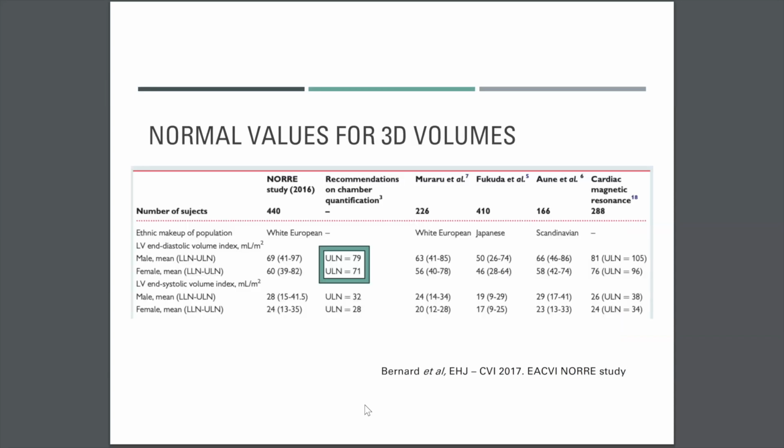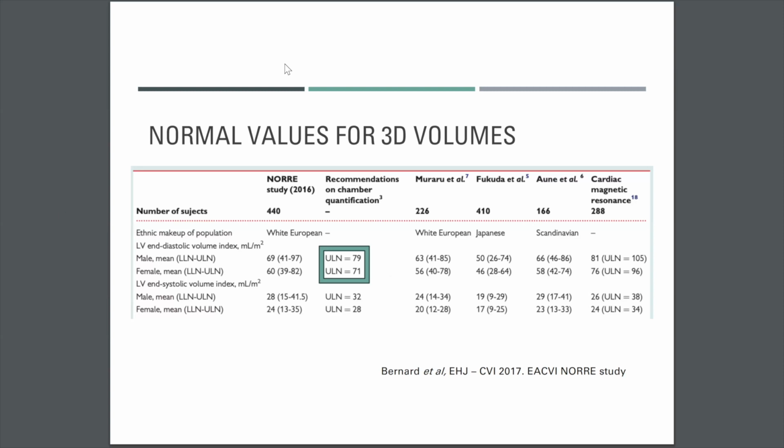And there are multiple studies looking at 3D LV volumes. And the 3D LV volumes tend to be, again, a little bit bigger than the 2D volumes that we normally get from 2D Simpson's. And the cutoffs here for upper limit of normal for men is 79. This is indexed LV-EDV. And the cutoff upper limit of normal for women is 71, whereas for 2D volumes, I believe it's 74 and 61.